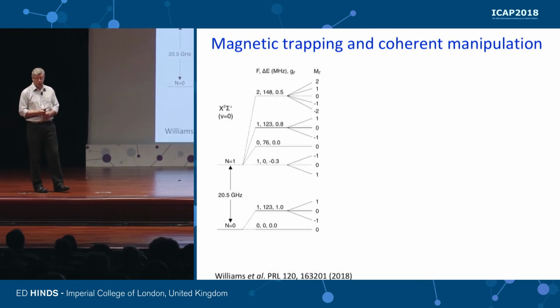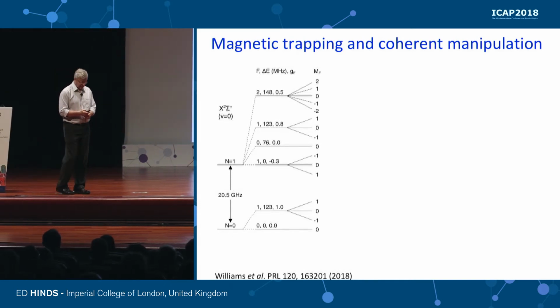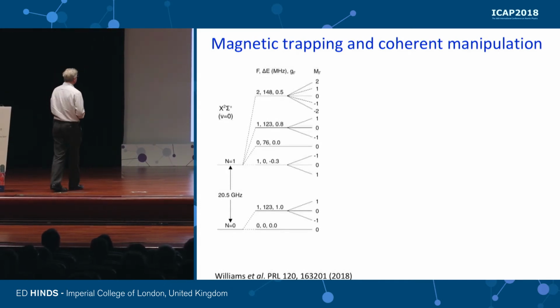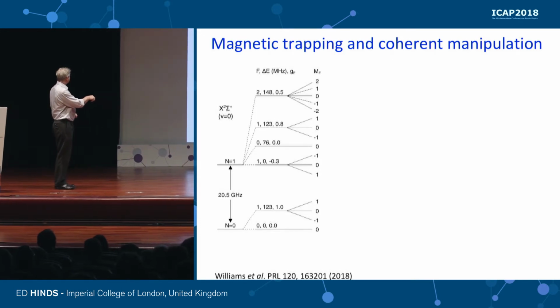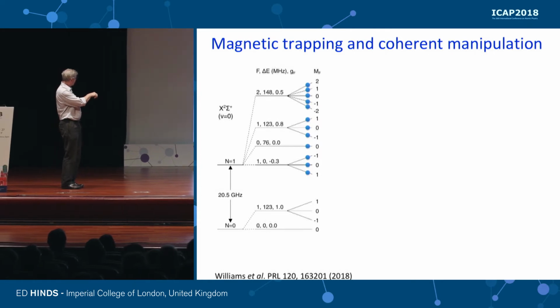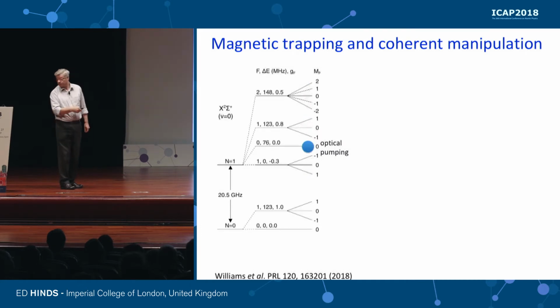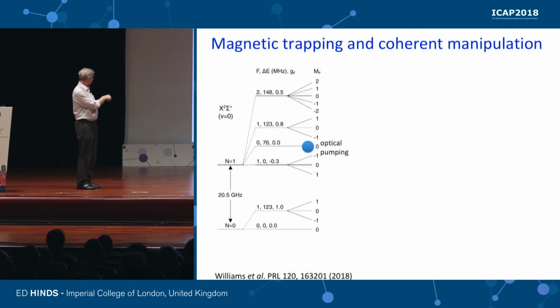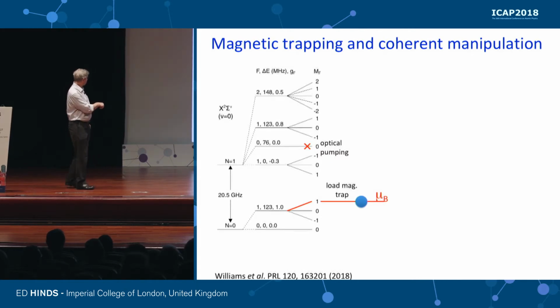The natural thing to do is to trap it and try to make some coherent manipulations. Here's the n equals 1 manifold. After cooling, these states are all occupied. If we turn off the laser that excites F equals 0 here, we can optically pump into this state. So there they are. All the molecules are now sitting in this one sublevel, F equals 0, MF equals 0. A microwave transition will drive them down to n equals 0, the rotational ground state.